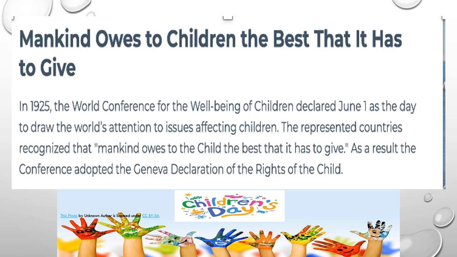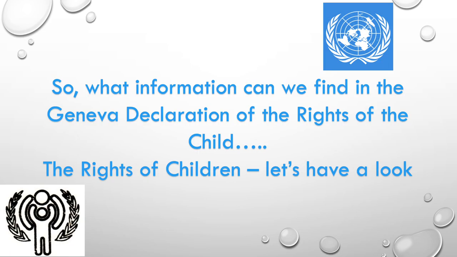In 1925, the World Conference for the Well-being of Children declared June 1 as the day to draw the world's attention to issues affecting children. The representative countries recognize that mankind owes to the child the best that it has to give. As a result, the conference adopted the Geneva Declaration of the Rights of the Child. So what information can we find in the Geneva Declaration of the Rights of the Child? Let's have a look.